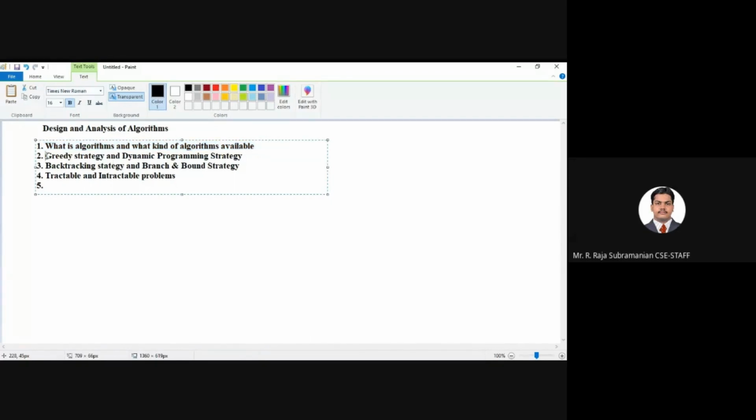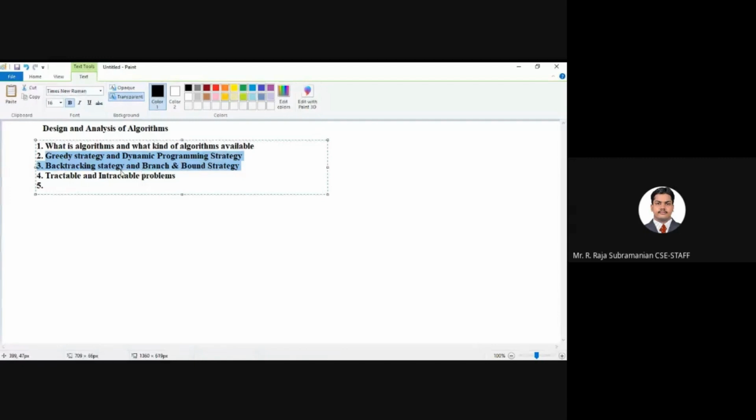Next comes the strategy, right? Why we use the greedy strategy and dynamic programming strategy or backtracking, branch and bound is that for each problem, if we use some strategy and solve it, we can solve it more efficiently. If I solve it efficiently, it means I can use less time as well as less space in my computer. So that is why I use strategies.